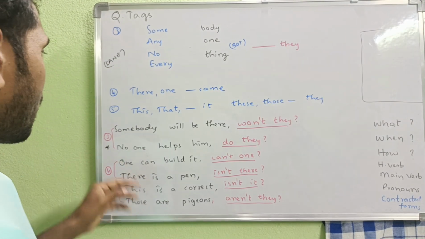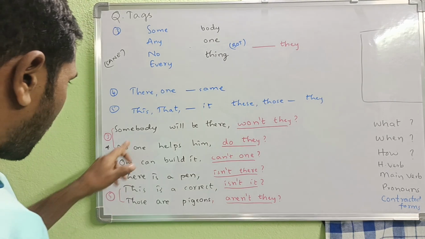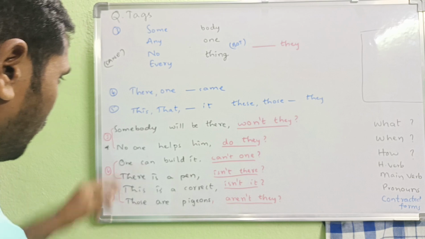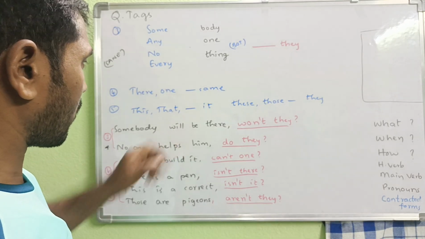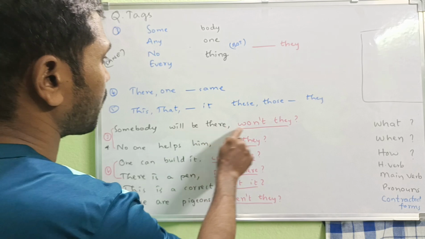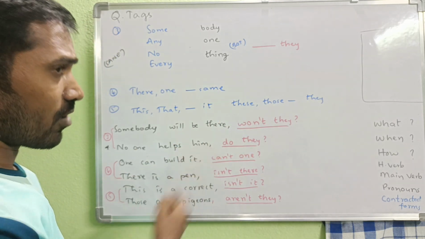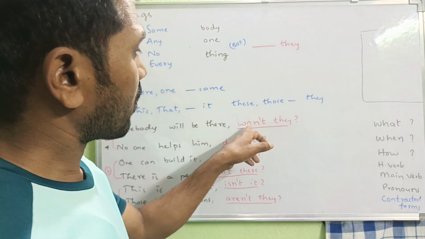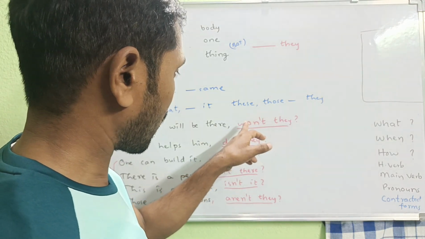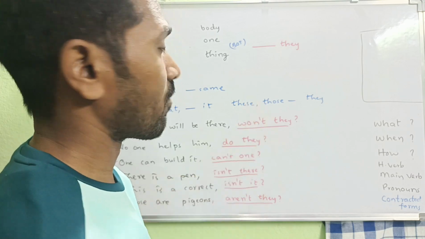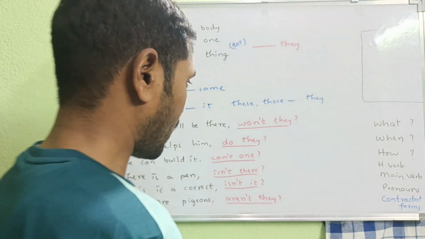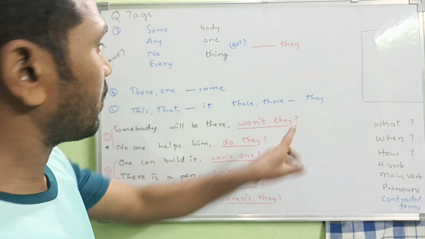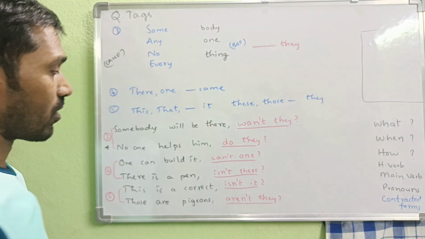Next, some examples we will see. Somebody will be there. Somebody is used as a pronoun. Will is a helping verb, so first I have used will. Next, the negative statement gets a positive tag, and a positive statement gets a negative tag. So what could be the contracted form of will plus not? Won't. I have to use won't. Next, for somebody, the pronoun to use is they, so the correct question tag is won't they.